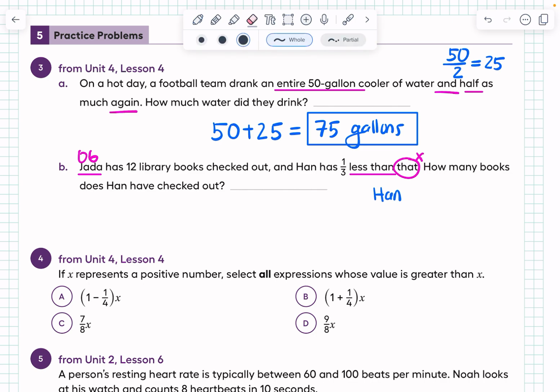Oops, I want to start with Jada. Jada has 12 books checked out, and Han has 1/3 less than that. So to have 1/3 less than that, it would be 12 minus 12 times 1/3. 1/3 of 12.